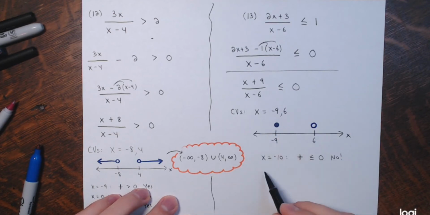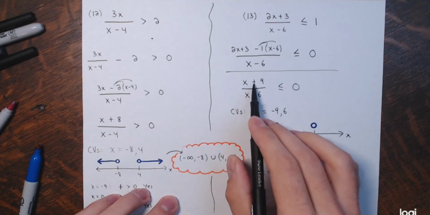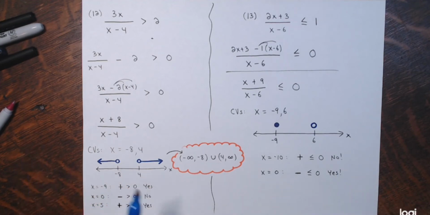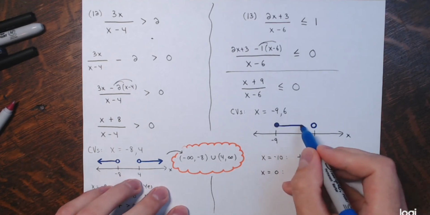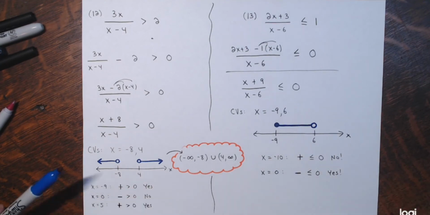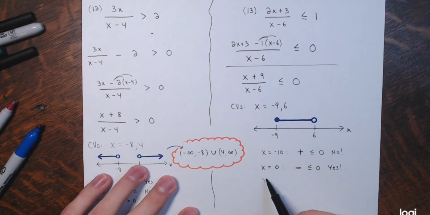Between -9 and 6, how about just 0? Positive numerator, negative denominator. So you'd have a negative number on the left. Is less than or equal to 0? Yes, that is true. So this interval, right, the numbers between -9 and 6 are solutions. I mark that off. And then to the right of 6, say just 7.